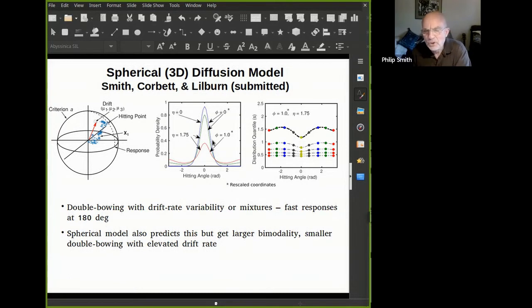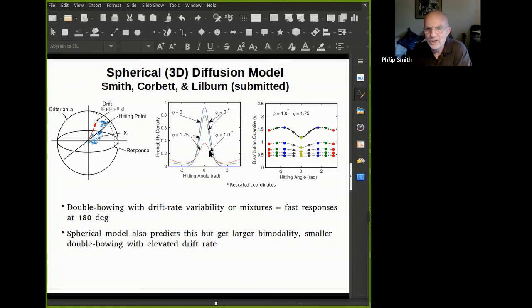So here I'm showing 3 different distributions of decision outcomes. The blue distribution is when there is no drift rate variability and it doesn't produce bimodality. You get a unimodal distribution of decision outcomes. There are 2 distributions shown here with drift rate variability, the green function and the red function. The green function is when the drift rate vector is in the response plane, where you get a small amount of bimodality.